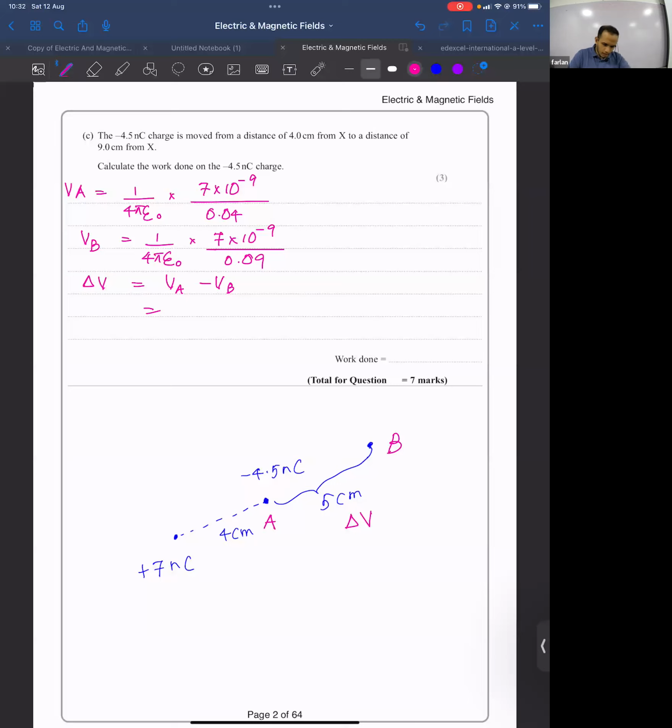I'm getting 874 volts. Correct me if I'm wrong. So guys, the work done will be 874 multiplied by the charge that you are moving, which is 4.5 into 10 to the power minus 9. That is 3.9 into 10 to the power minus 6 joules. This is the work that needs to be done.